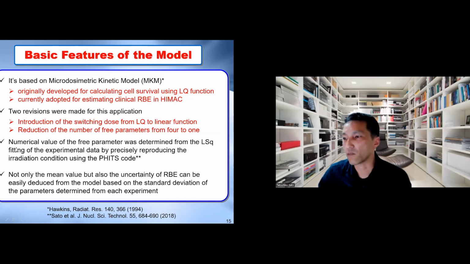The numerical value of the free parameter was determined from the least square fitting of the experimental data by precisely reproducing the irradiation condition using the PHITS code. Not only the mean value, but also the uncertainty of the RBE can be easily deduced from the model based on the standard deviation of the evaluated parameter from each experiment. I will explain each feature in the next few slides.